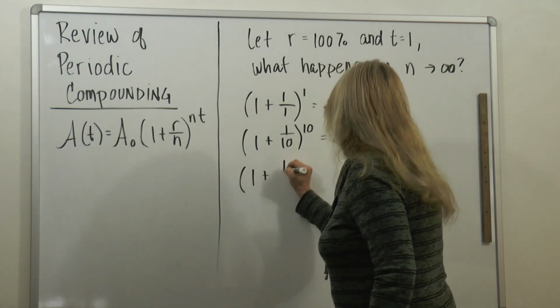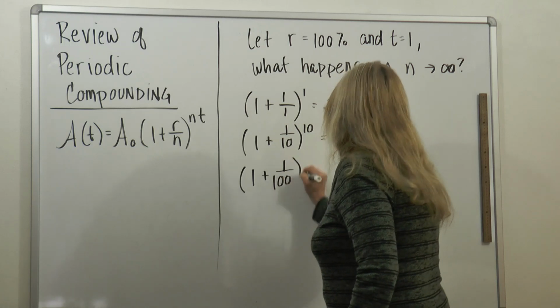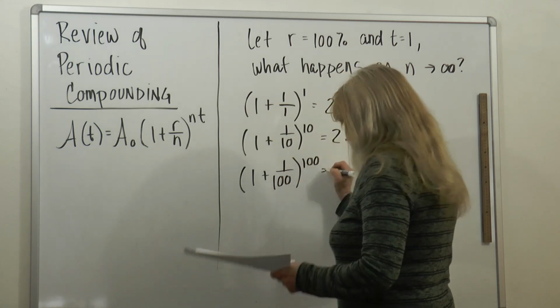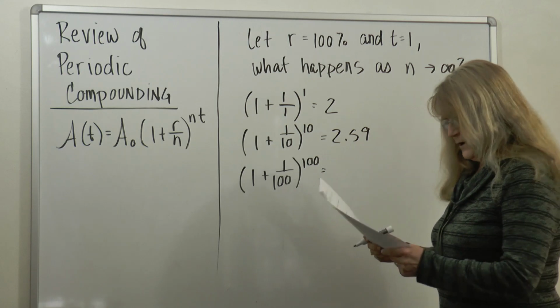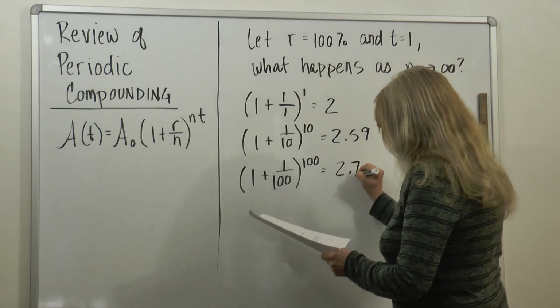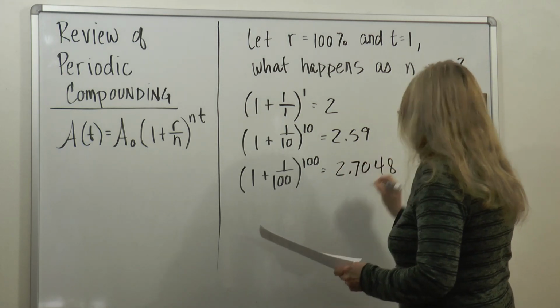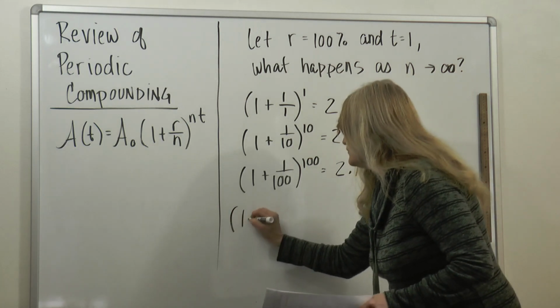What if n gets even more frequent? What if you do it 100 times a year? So you have 1 over 100, that gives us 2.7048. Okay, what if I do it 1,000 times a year?